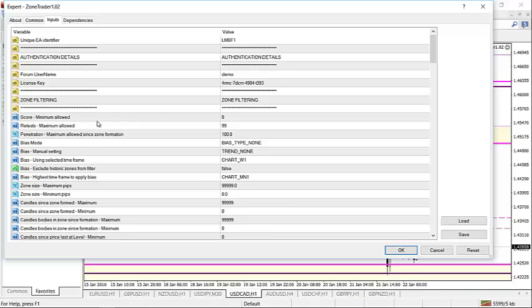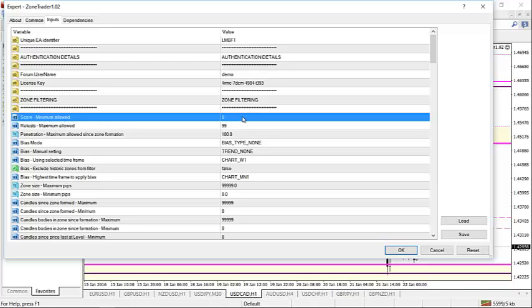So just reading through them, score is something that I've determined within the program, which is based on most of the other parameters contributing towards that score. And the higher the score, the more reliable that zone is. We'll probably do a separate video on that at some stage in the future. Retests, where we can say that we only want to have one retest. Now there's a separate video on retests which explains how they work.